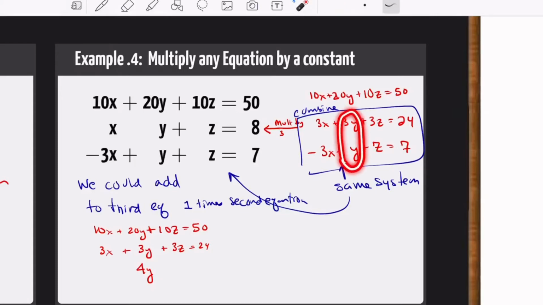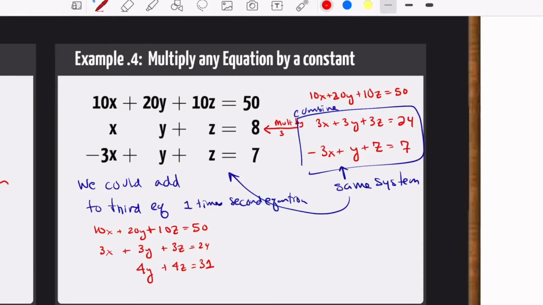The 3y and the 1y, that gives you 4y's. If I add these ones, you get 0x's, so there's nothing there. If I add these ones, I get 4z's, and if I add these ones, I get 24, I get 31. So that would give me 4y plus 4z, and that's equal to 31.